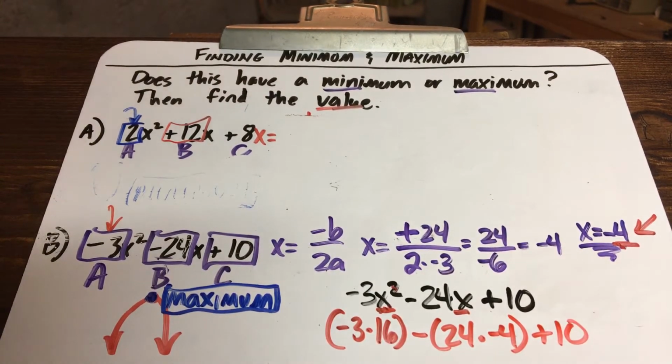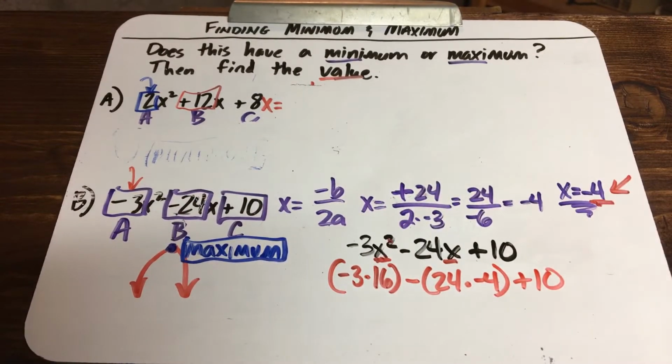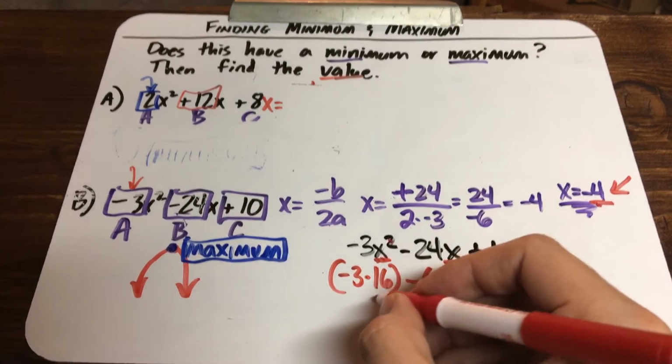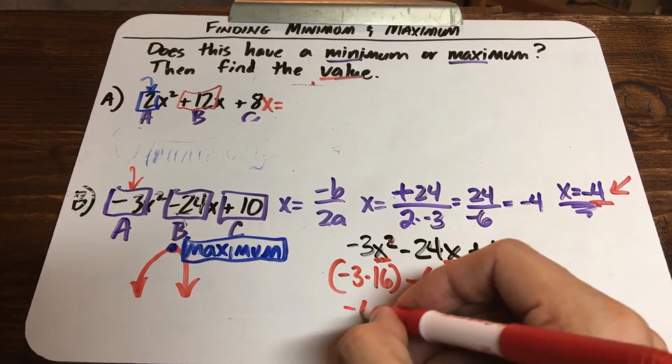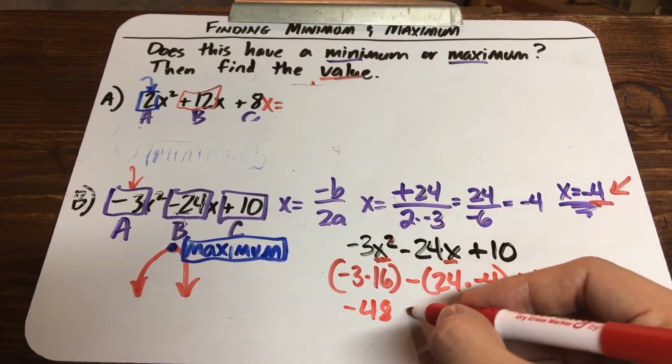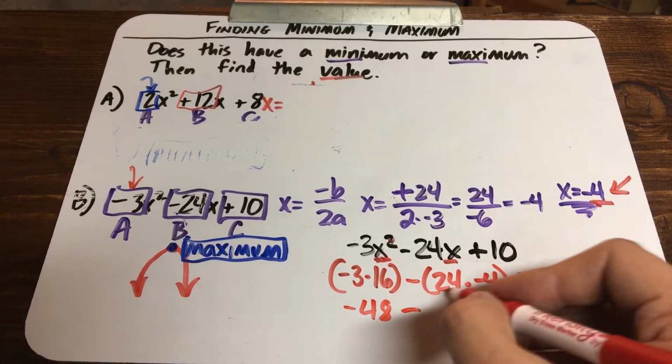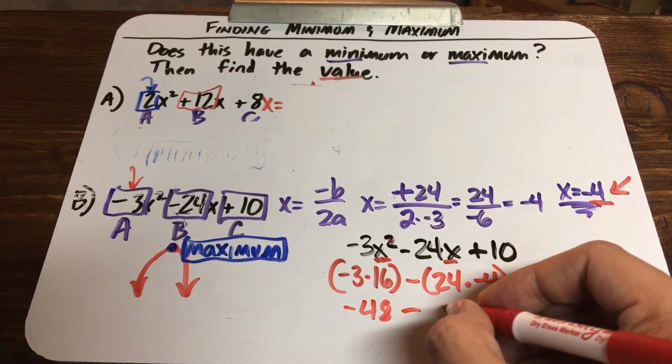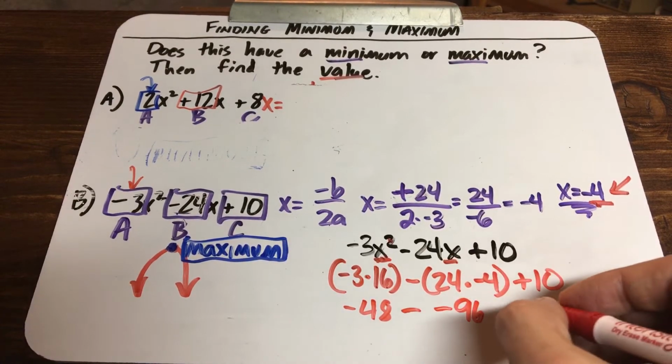It's getting a little bit more up there in terms of numbers. 16 times negative 3, I believe, is negative 48. This is a little bit awkward because we have a negative sign, or subtracting sign, and then this is going to be negative. I think this is negative 96. And then we have plus 10.